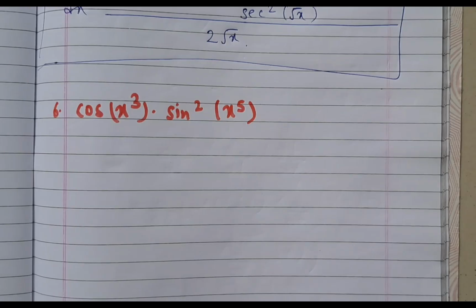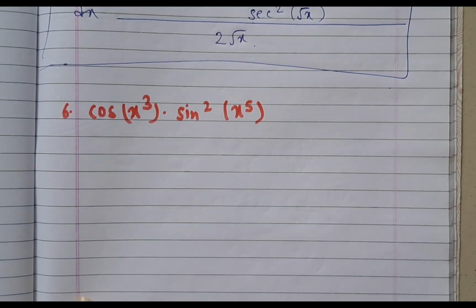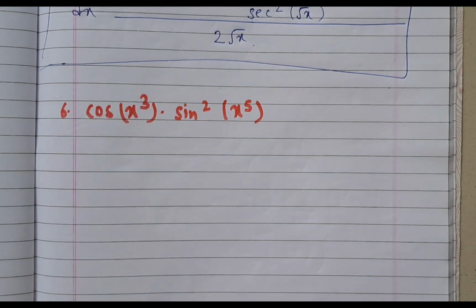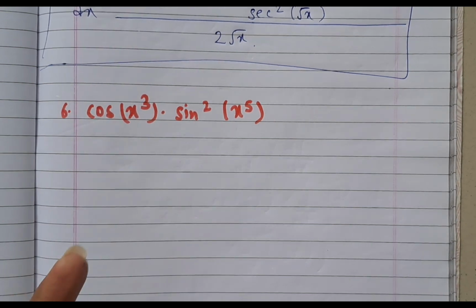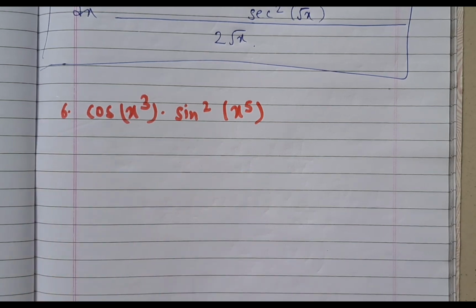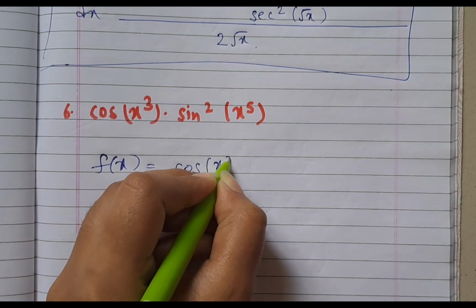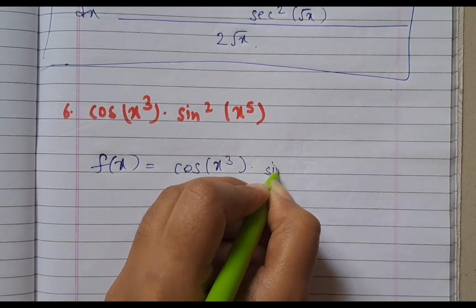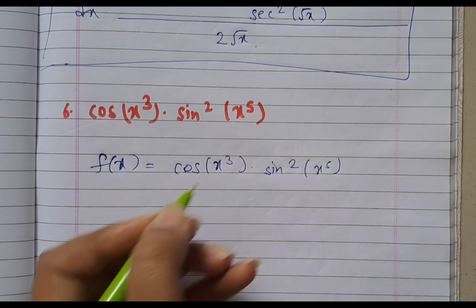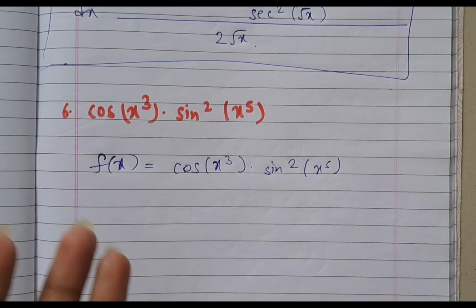Okay, so this is our last question that we are going to cover. Third question, which is sixth question from exercise 5.2. So here we can see that we have two functions multiplied with each other. Let us consider f of x is equal to cos of x cube into sin square of x raised to 5. So if you see here, these two functions are not one inside the other.